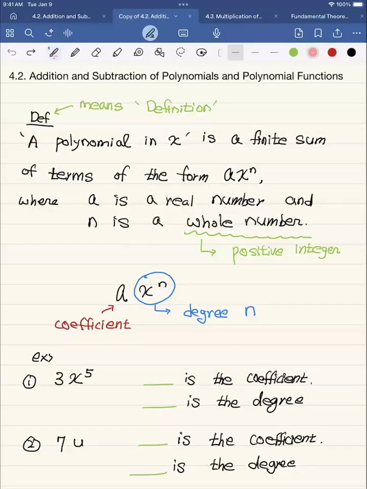In this section, we want to learn about addition and subtraction of polynomials and polynomial functions. When I write DEF, that means definition.